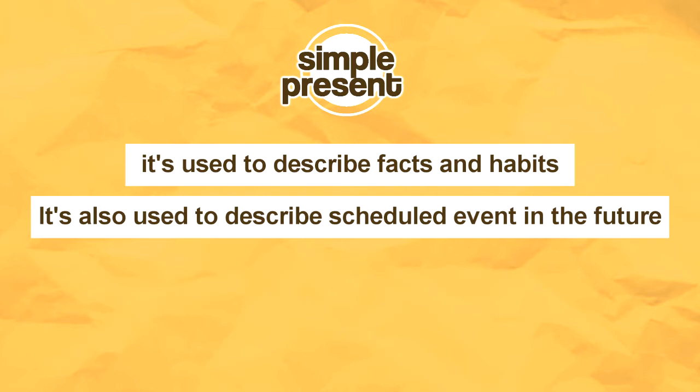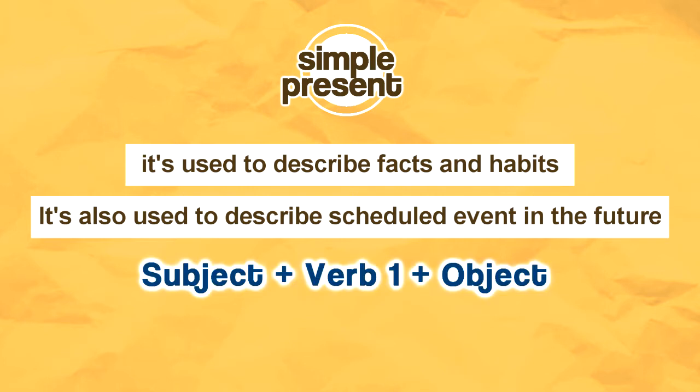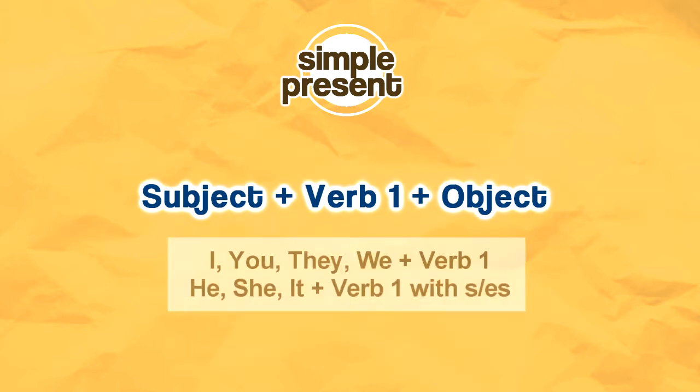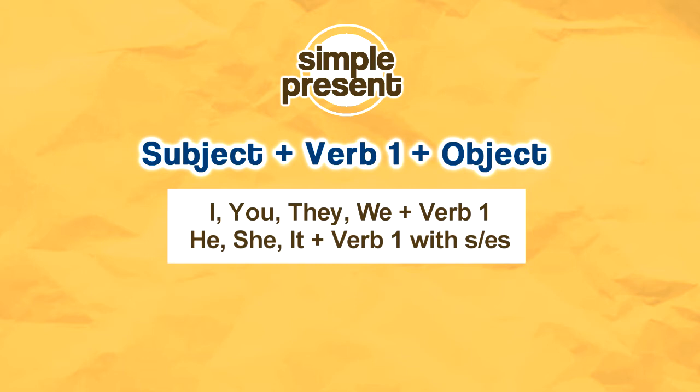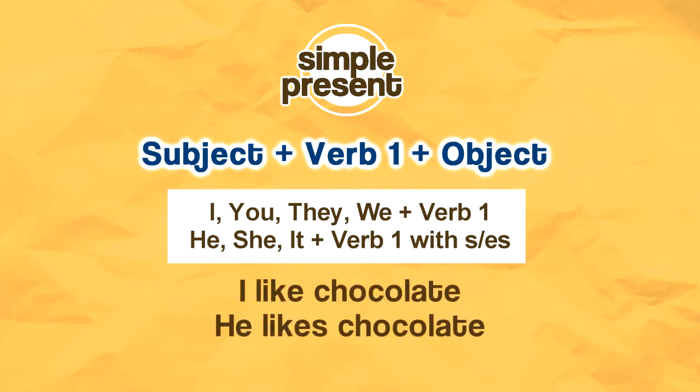The formula is subject plus verb or verb plus s plus object. The verb with extra s is used if the subject is he, she, or it. Let's take a look at this example. I like chocolate. He likes chocolate.